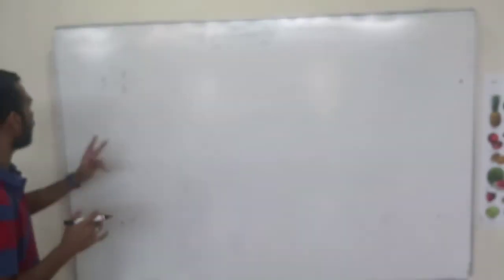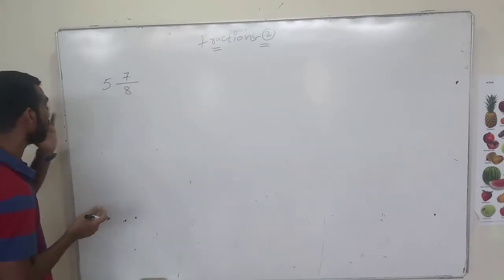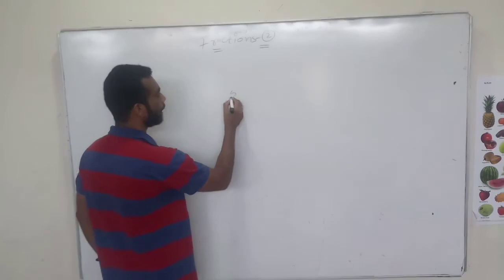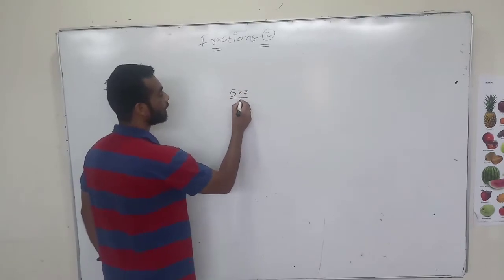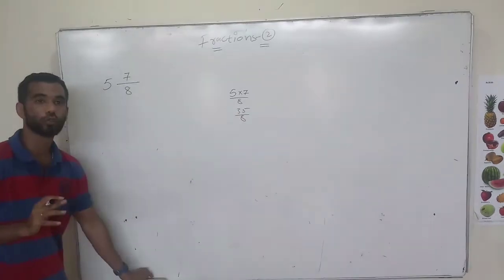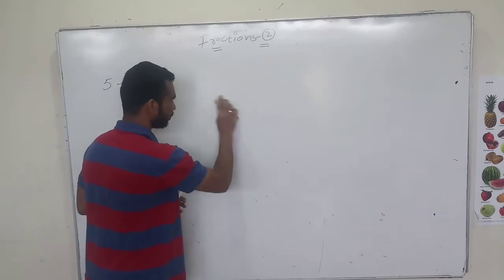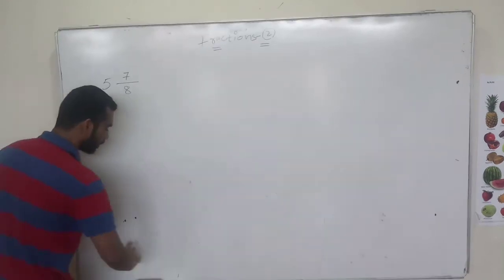Okay. Now how to convert this one? Most students get confused. They will do 5 into 7 by 8, 5 times 7 is 35 by 8. But it is totally wrong. What do we have to do to convert this one?